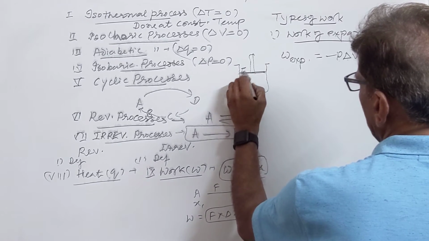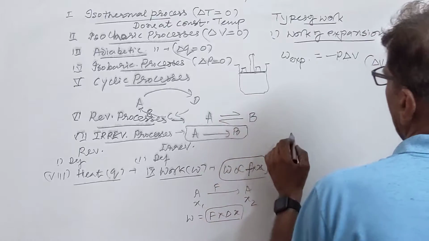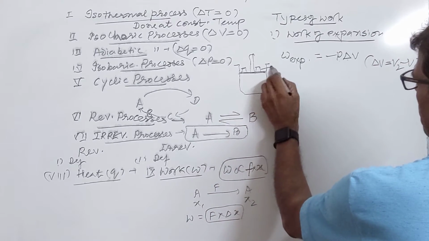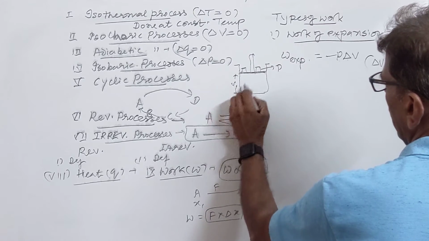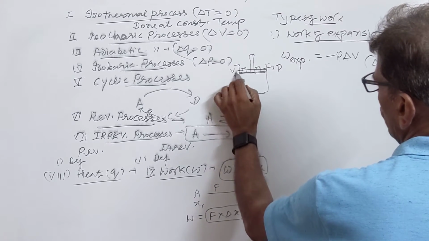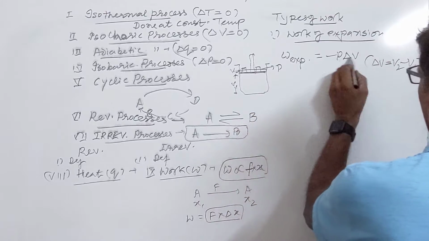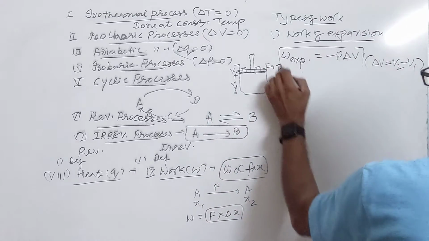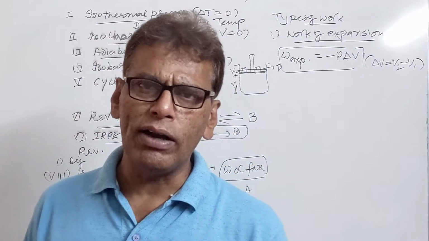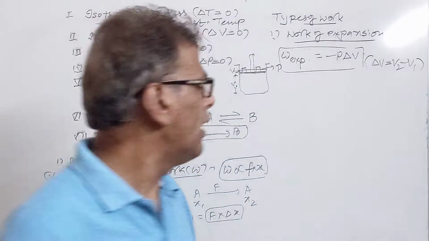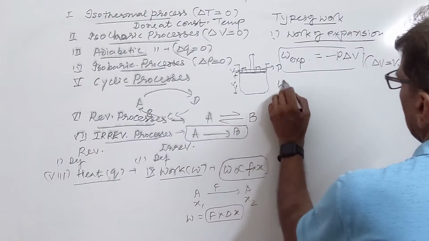Here the external pressure is applied against which the gas is expanding. So this is P, and this is your initial volume V1. If it expands, then the volume will become V2, and V2 minus V1 will give you delta V. It is given a minus sign because during expansion the gas has to do work. Then we have work of contraction.